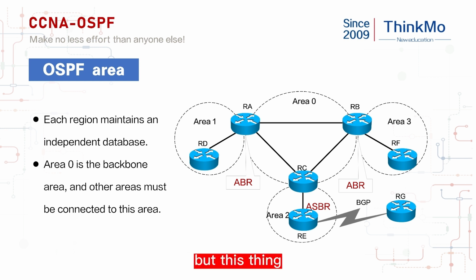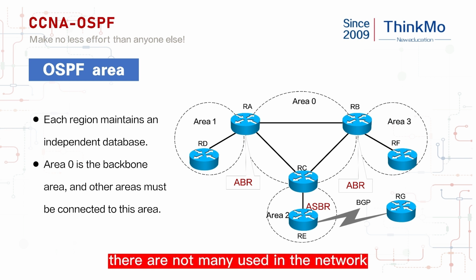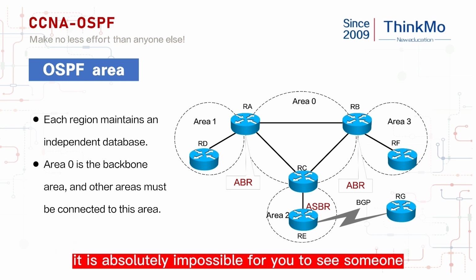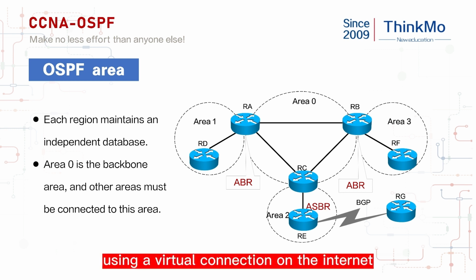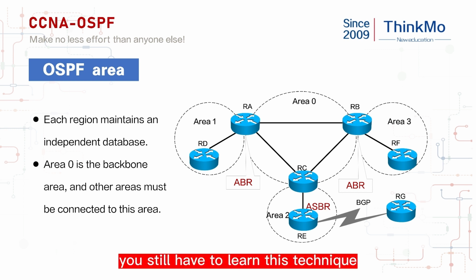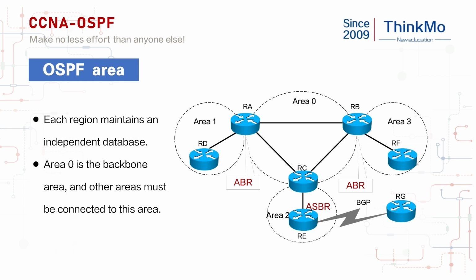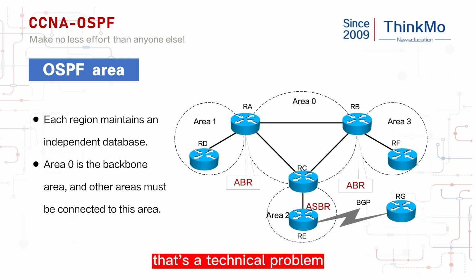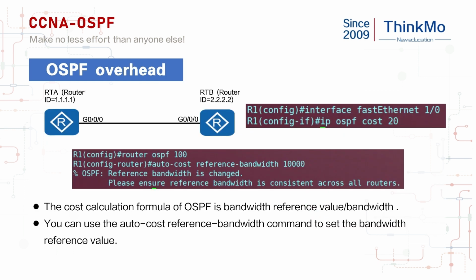But this thing, in fact, is not used much in the network. It is absolutely impossible for you to see someone using a virtual connection on the internet. But what we learn, you still have to learn this technique. If you plan, these areas must be separated from area 0. That's a technical problem. Let's make one last point.